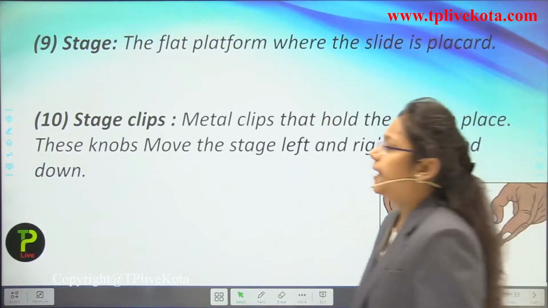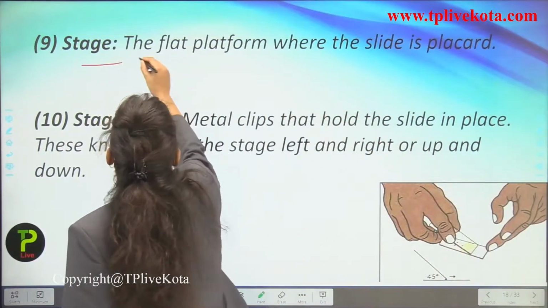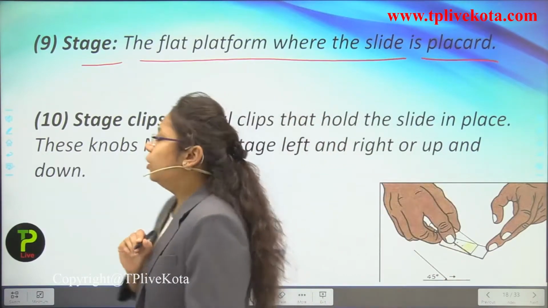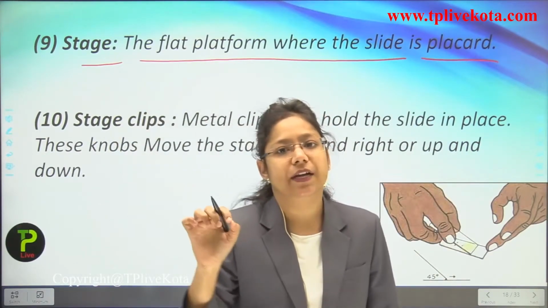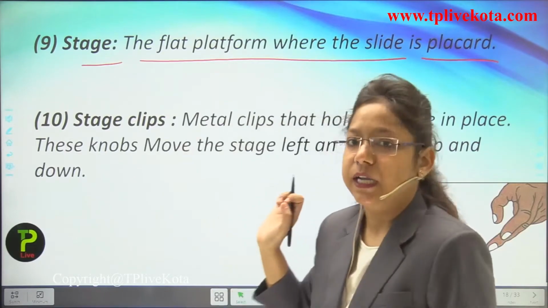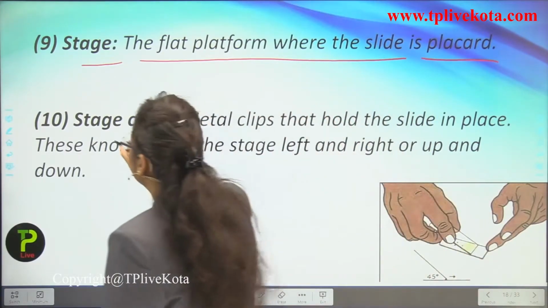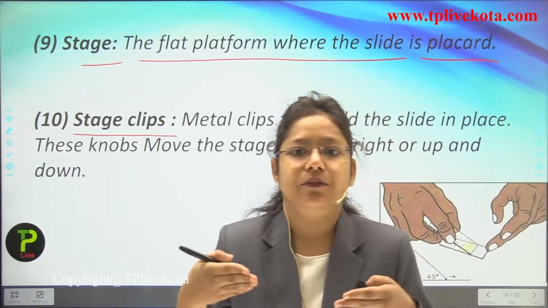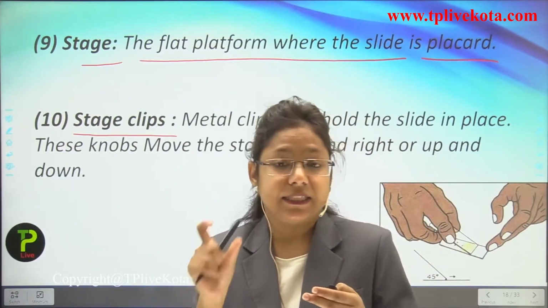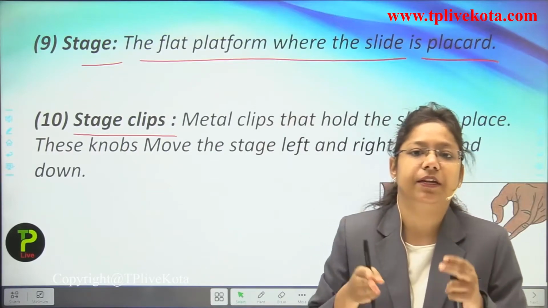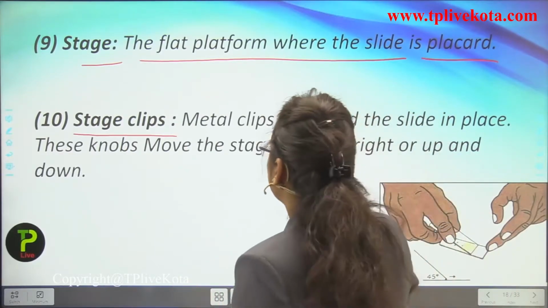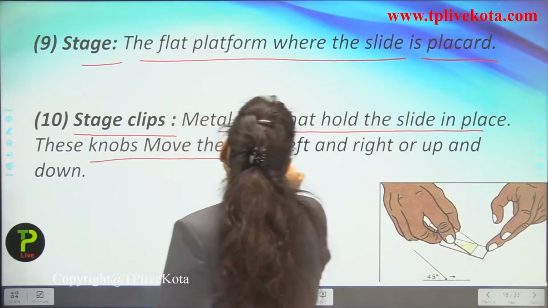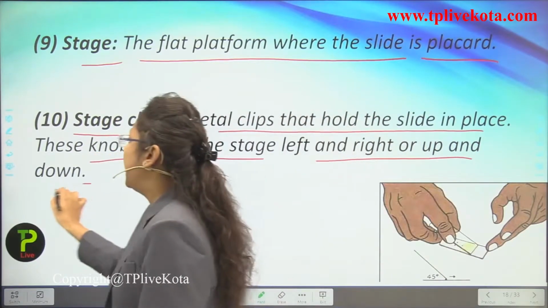Now students, the 9th part, that is the stage, the platform where the slide is placed. The stage is the part where you put the slide over it for viewing under the microscope. Now there are some stage clips also. They are just the metallic clips on which the specimen, that is the glass slide, is kept and adjusted, fixed. So these are the metal clips that hold the slide in place. These knobs move the stage left and right or up and down.